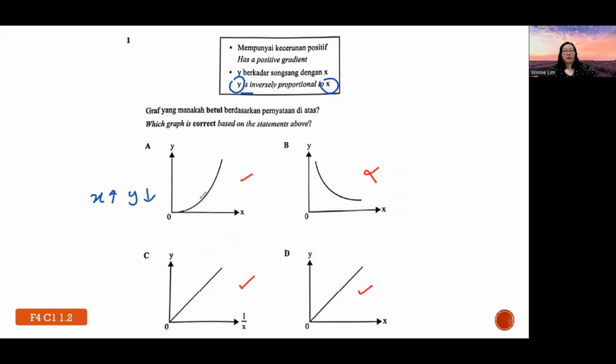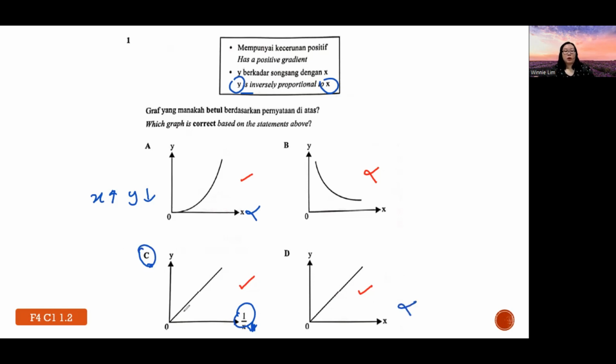If you look at graph A, when x increases, y increases, so it's not fulfilled. Now for C, because this x is in a fraction, when I divide by some value which is getting bigger, it becomes a smaller value, or vice versa, when the x value is smaller, the end result will be a big number. So basically, the answer is C. D is also similar to A, so it's not acceptable.